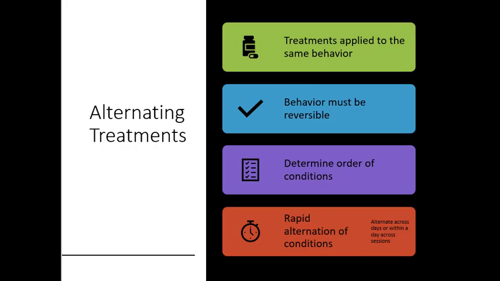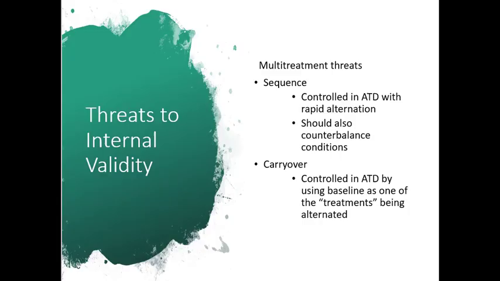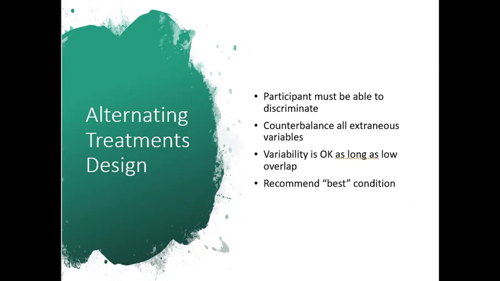day across sessions. The major threat to internal validity is multi-treatment interference, which includes sequence and carryover effects. Counterbalancing and rapid alternation are the best steps to take to guard against these threats. Rapid alternation is required, and participants must also be able to discriminate between treatments. Within the alternating treatments design, we counterbalance treatment order, and we counterbalance extraneous variables as well.